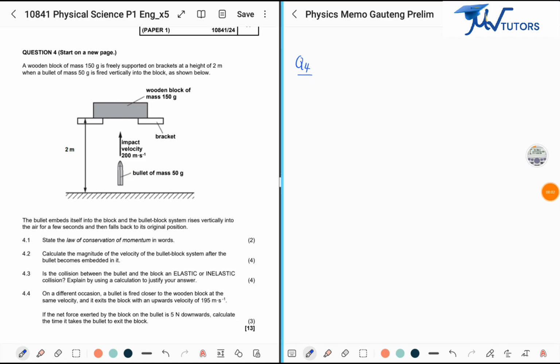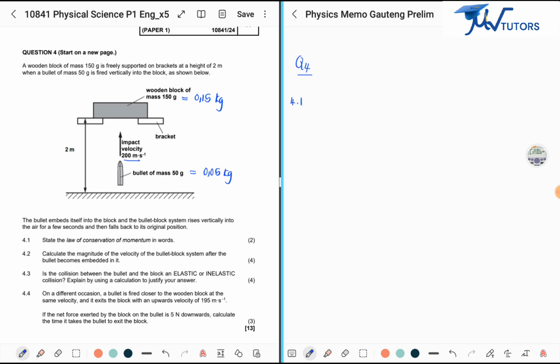Question 4. A wooden block of mass 150 grams is freely supported on brackets at a height of 2 meters when a bullet of mass 50 grams is fired vertically into the block as shown below. Just convert the mass there for yourself while you're at it, because we're dealing with kilograms when we do calculations. And 50, you can say 0.05 kilograms. We see that it's shot there at 200 meters per second. That is very fast. All right, as expected, it's a bullet.